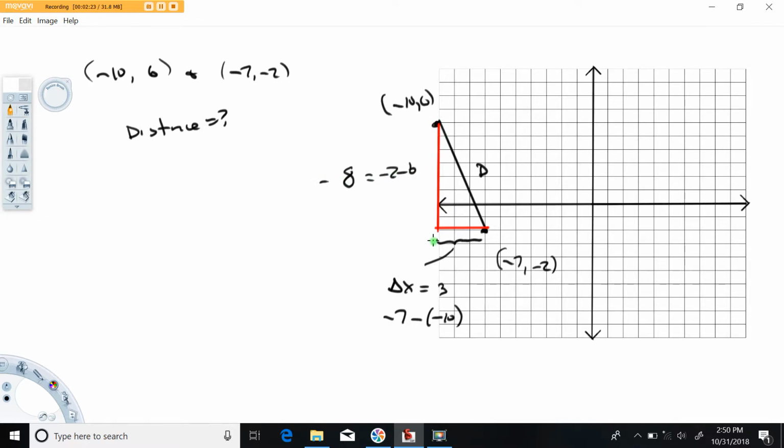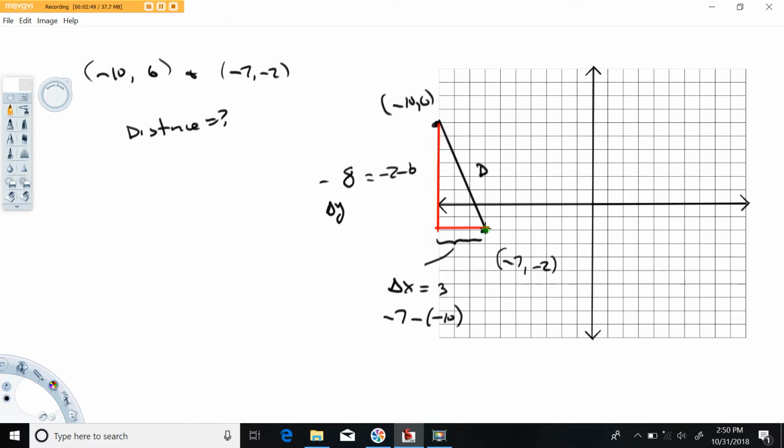Now it turns out for Pythagorean Theorem it doesn't really matter whether those are plus or minus. All we really need are distances. This is a delta y. And if we go from here to here, our delta y would be negative 8 because we went down 8. And then we went over 3. So this is a delta y, this is a delta x. And you can always get this one by taking the difference of the y values and this one by taking the difference of the x values.